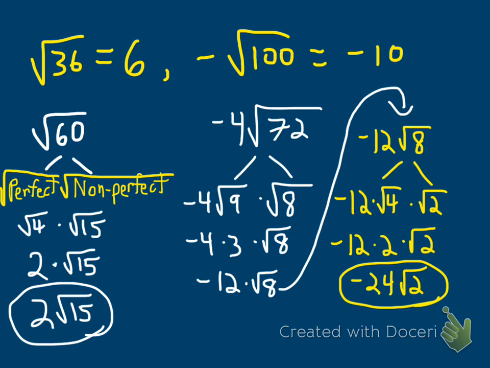If I would have picked the largest perfect square, it would have been the square root of 36. Well, the square root of 36 is 6, and it would have been 6 times negative 4, which is negative 24, and my leftover still would have been the square root of 2. So it doesn't matter which perfect square you pick as a factor, you just might have to simplify more than once like I had to in this situation.